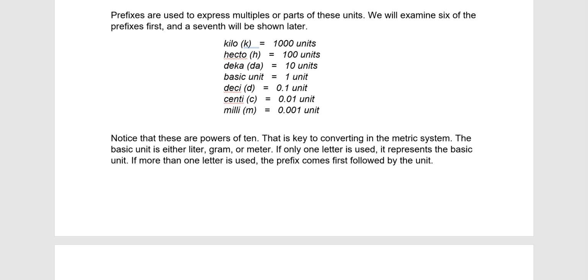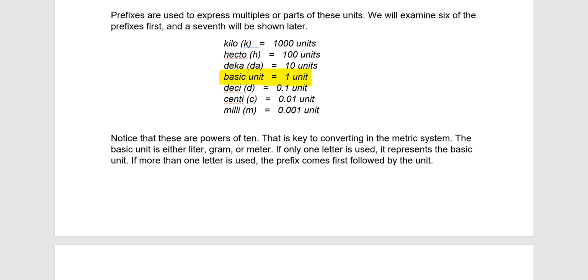The prefixes that are going to be used here are multiples of 10. We're going to be doing 6 for right now, and then we'll be doing a 7th one in a little bit. These are all essentially based off of the basic unit, meaning it's either a meter, a liter, or a gram. That's considered 1 unit. All of these other ones are prefixes. So for this first one up here, it's kilo, then liter, so kiloliter, hectoliter, decaliter, and so on.